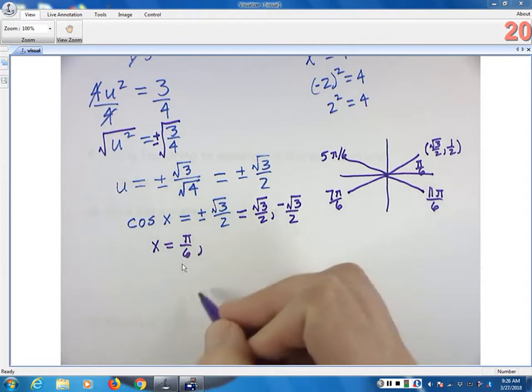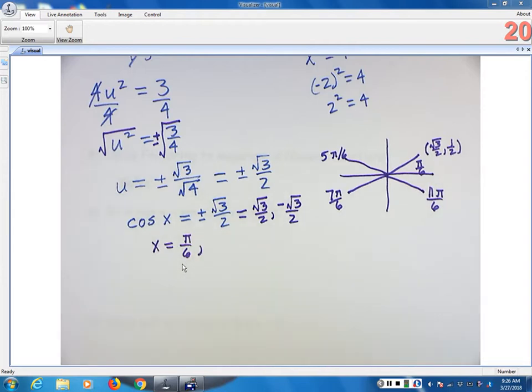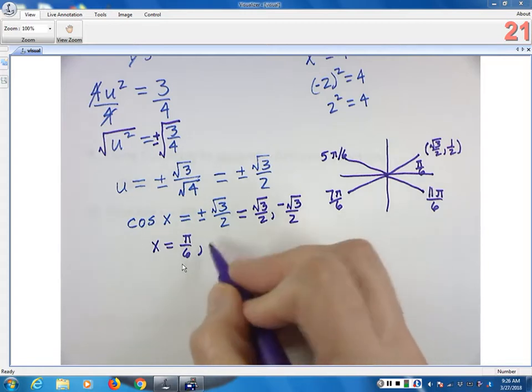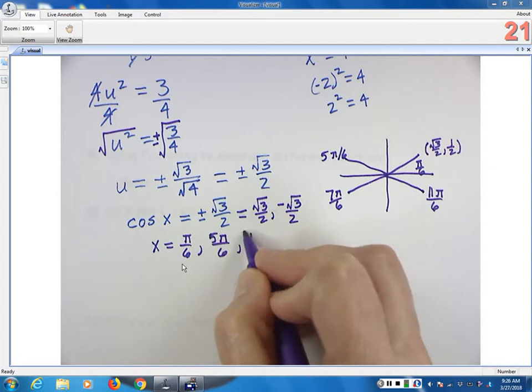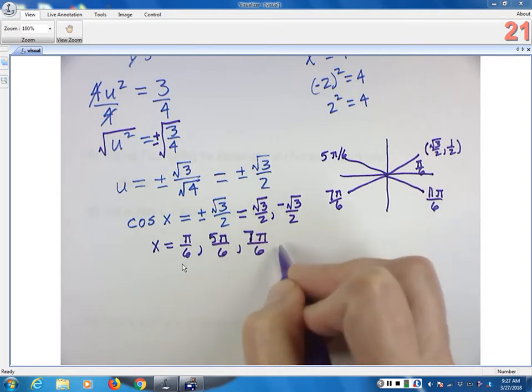It didn't ask for all solutions, and we found all of them between 0 and 2 pi. I mean, you could write the 2n pi, but it'd be more work, I think. So how do you know which problem's asking for what? Does that make sense? Yeah.